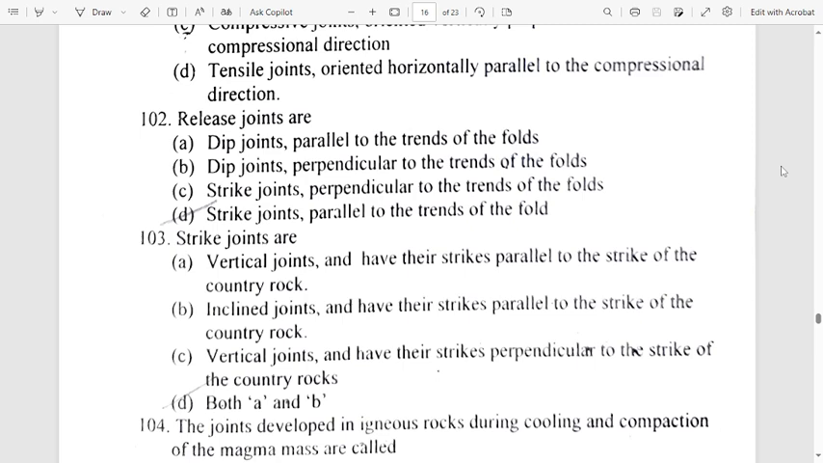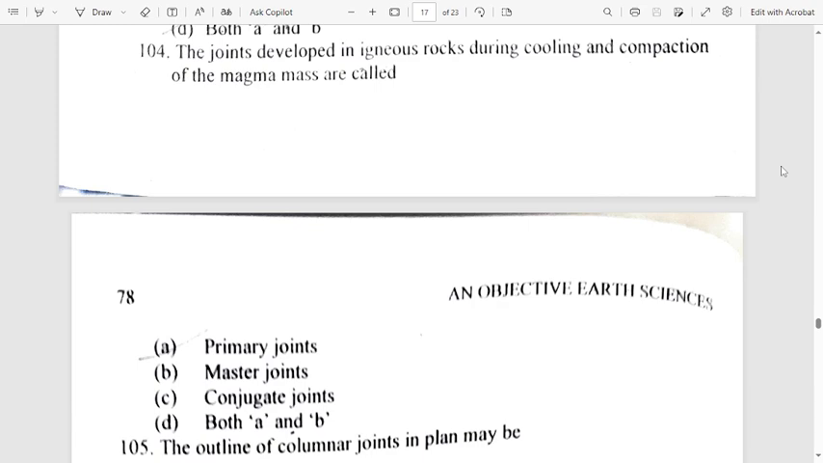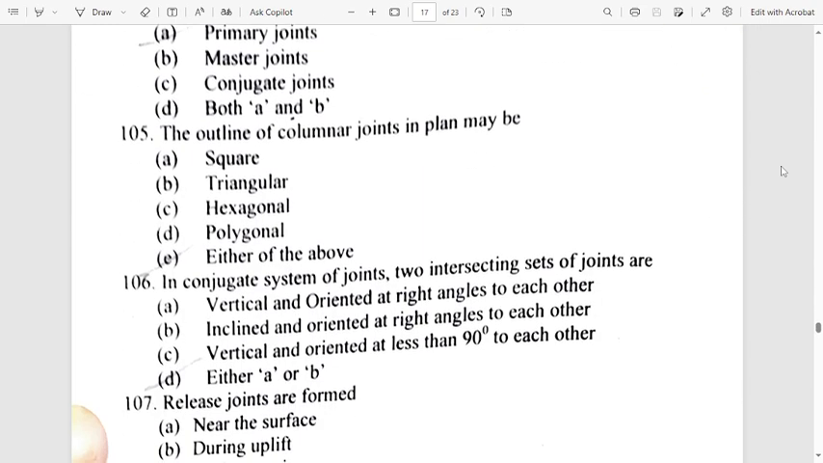The joints developed in igneous rocks during cooling and compaction of the magma mass are called primary joints. The outline of columnar joints in plan may be either of the above: square, triangular, hexagonal, polygonal.